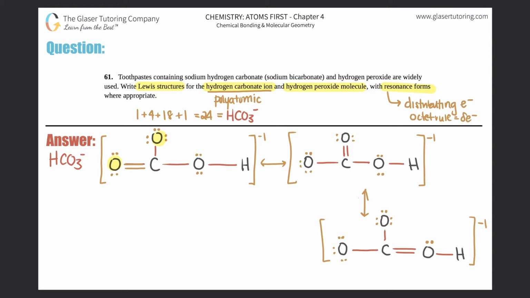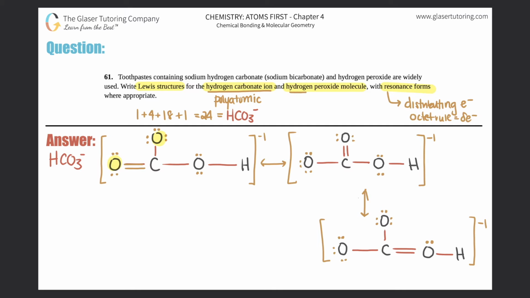So if you just want to double check, I'll do the last one. You should have 24 valence electrons. 2, 4, 6, 8, 10, 12, 14, 16, 18, 20, 22, 24. So you could always do that type of check as well. So that's the end for hydrogen carbonate. It has 3 resonance structures.